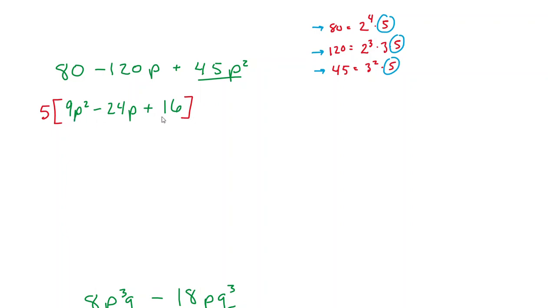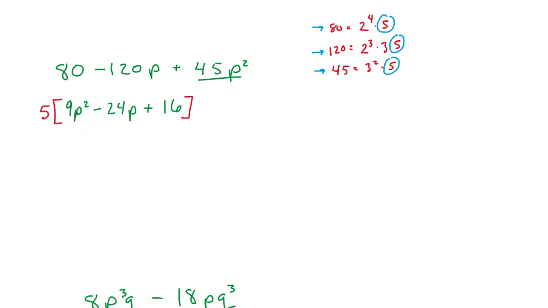I took out the 5, and I rearranged the order just so I'm a little bit more comfortable. Again, if it had been negative 45p squared, I probably wouldn't have wanted to do that, but it's always nice to have that first term be positive. But now we can look at this problem, 9p squared minus 24p plus 16, and address it as a trinomial. It's maybe not as simple as we would like it to be, but it's simpler.